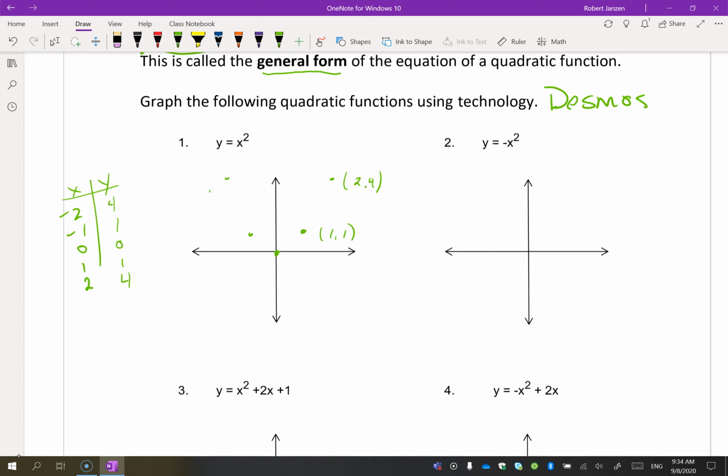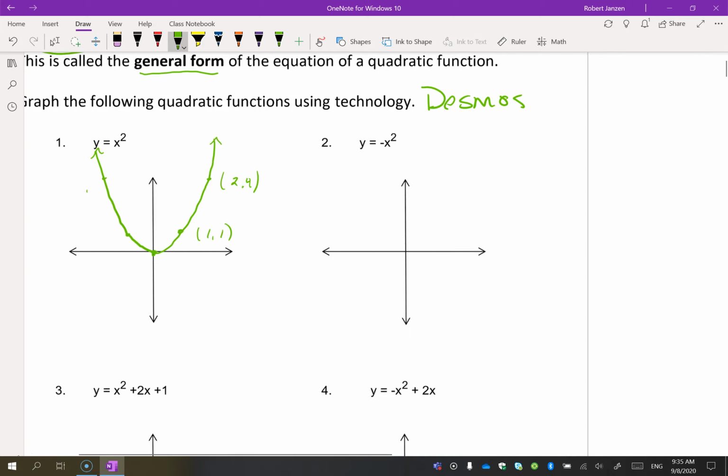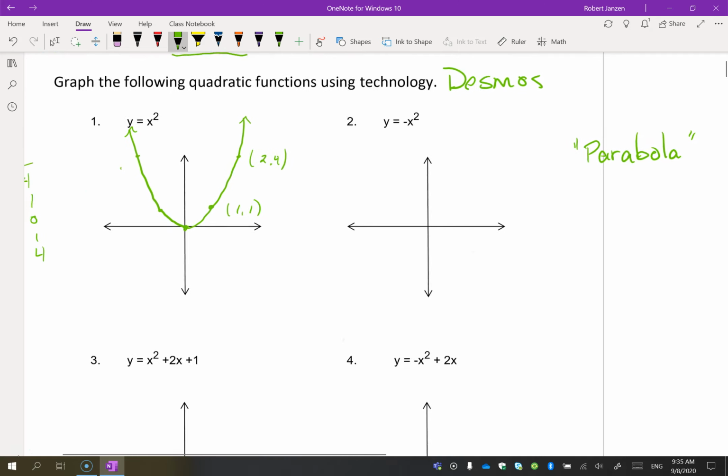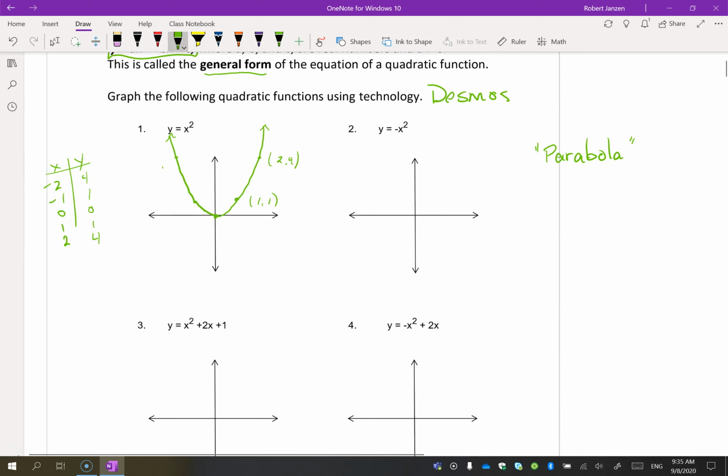This graph that is made with these points is called a parabola. Okay, if we want to just write that here, this is called a parabola. Any graph with an x squared is going to have this basic shape. Okay, and I would get pretty comfortable drawing a basic parabola.